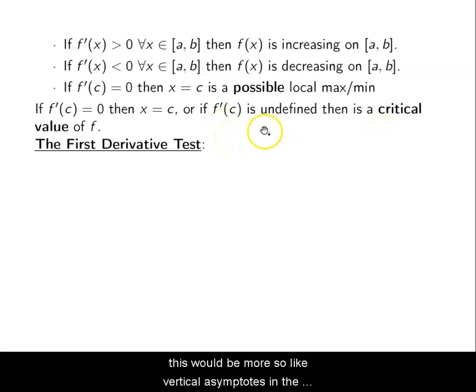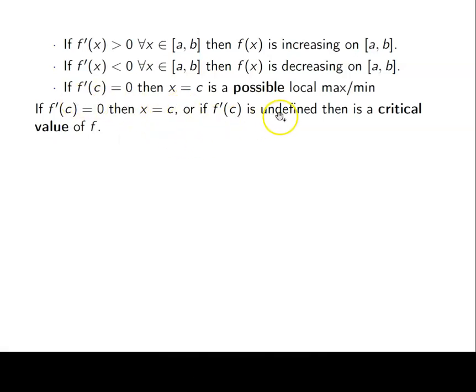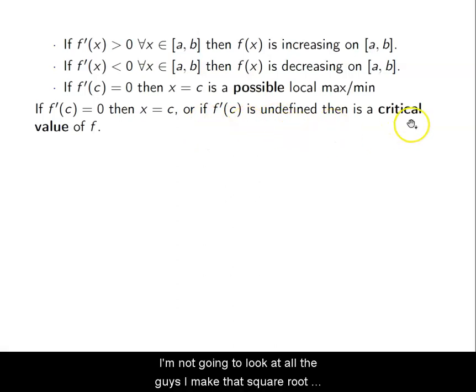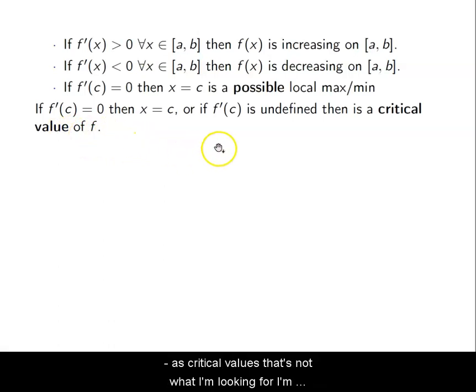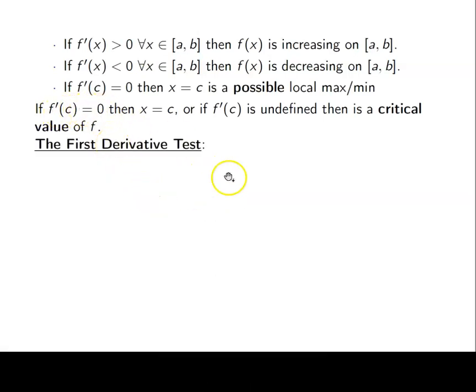Okay, so this would be more so like vertical asymptotes in the derivative function, not values that are outside of the domain. So for instance, if my derivative function is a square root, I'm not going to look at all the values that make that square root negative as critical values. That's not what I'm looking for. I'm looking for values that make it undefined, so more so vertical asymptotes and zeros. Okay. So this brings us to the first derivative test.